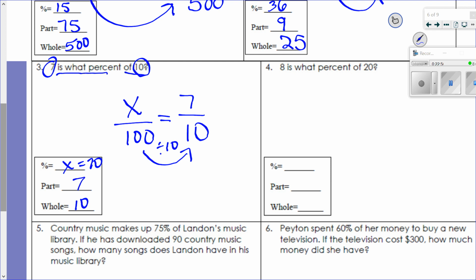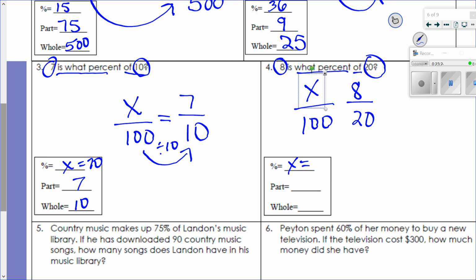All right, number 4. 8 is what percent of 20? There's my keyword again. You've got to be careful. Watch your keywords. 8 is what percent? My what percent means that is a what? Right, we don't know it. So that's my X. And then 8 is my part or my whole? Part. Okay. And then 20 is my?